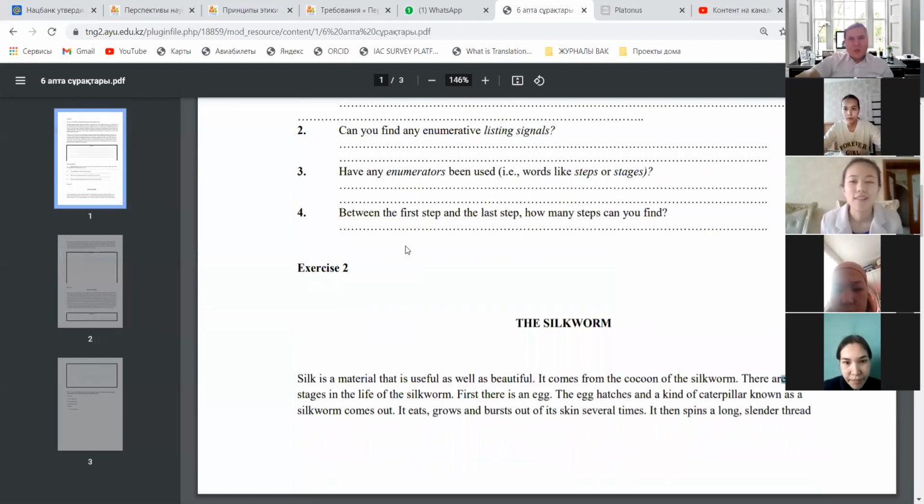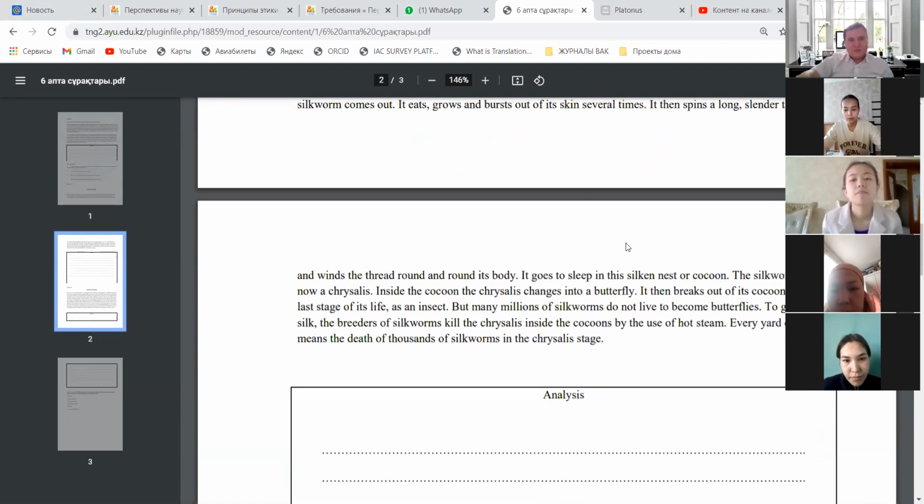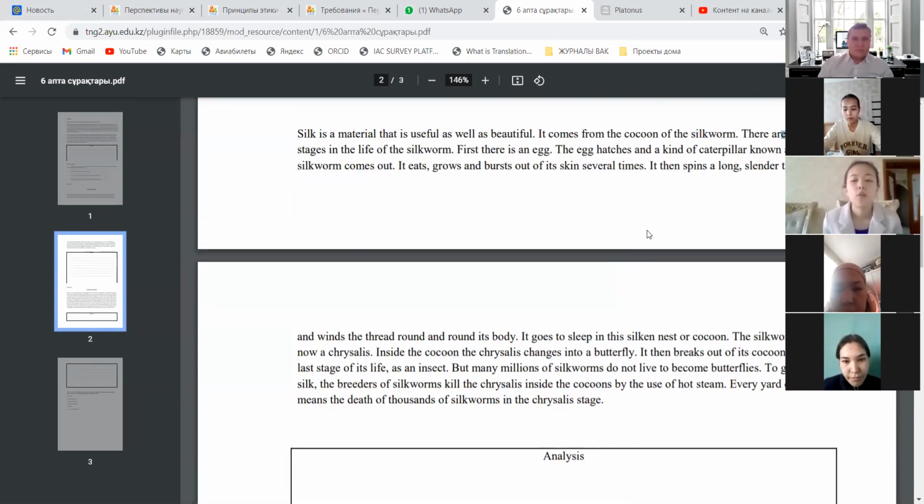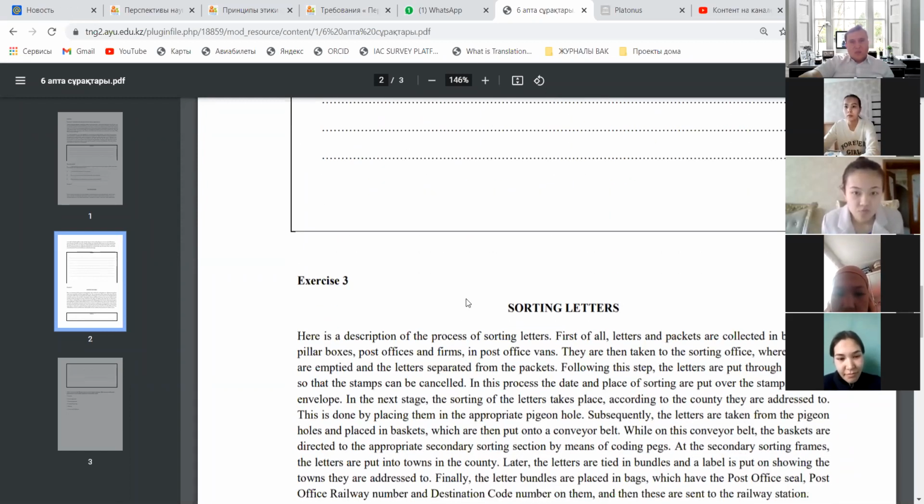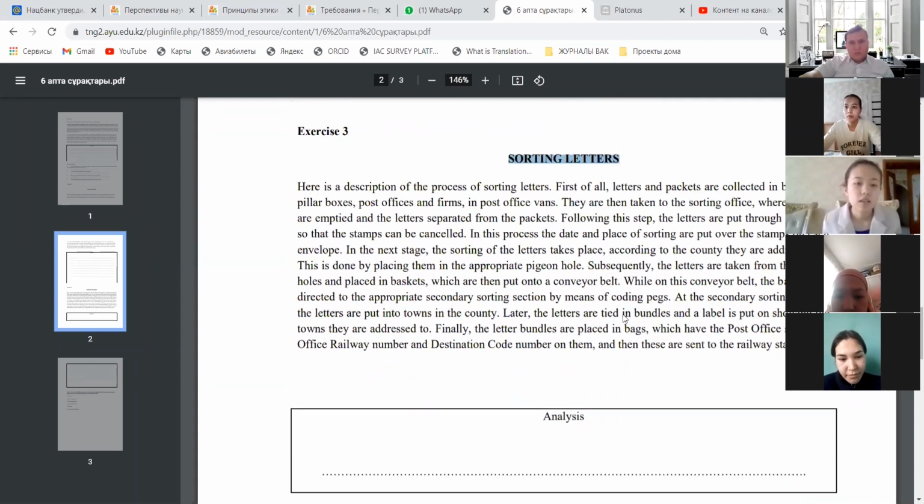Between the first step and the last step, how many steps can you find? We find 4. 4 stages. Diana? 2. 2, yeah. They're all already given. Okay. So, thanks a lot. Sorting letters. Who would like to continue?